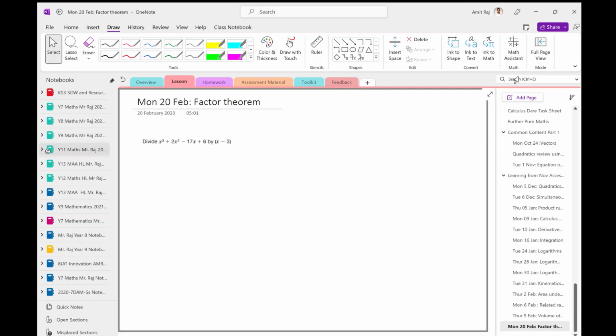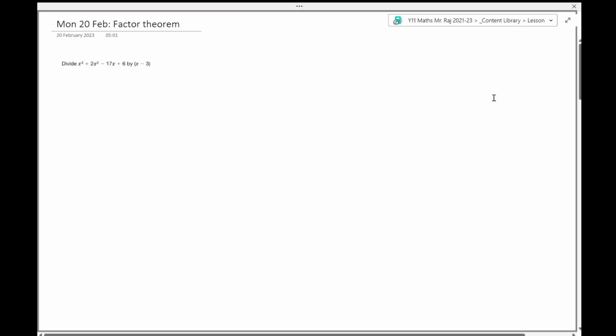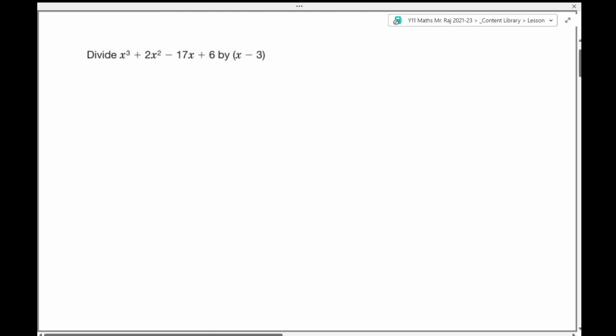Okay, factor theorem, Monday, 20th February. Now, a lot of times you may get a cubic equation which you have to solve. We do not know how to solve a cubic equation. I have told you that you can use your calculator to find what the solution is, but there is also a manual way to find the solution for this cubic equation.